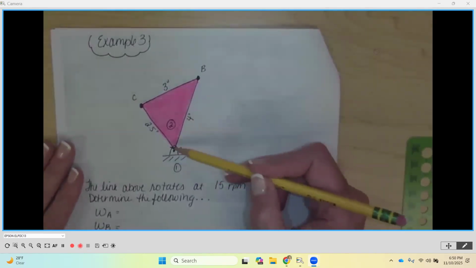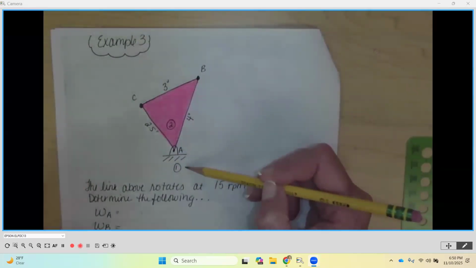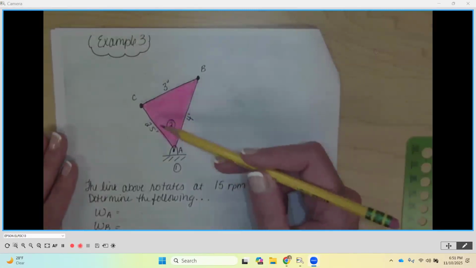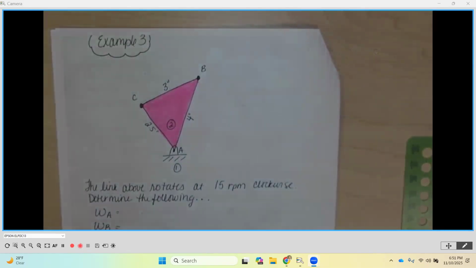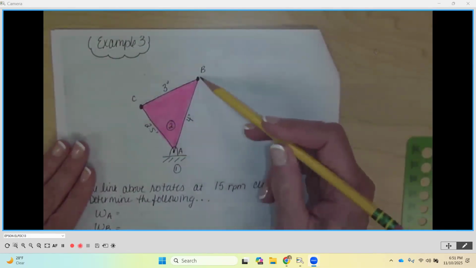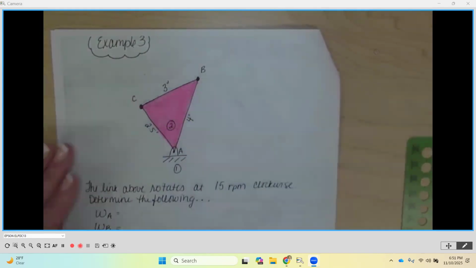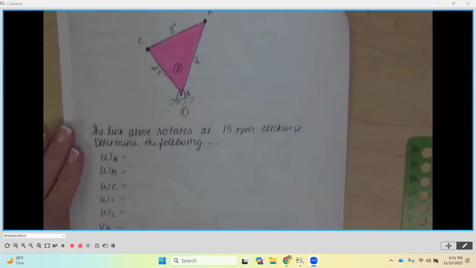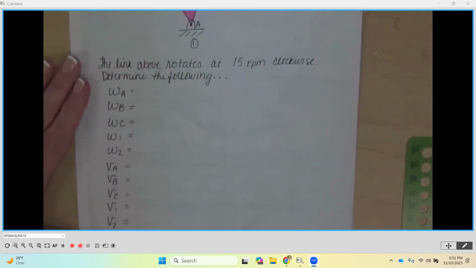Okay, so you'll notice here that we've got our frame symbol. This is link number one, and then we've got our link number two, which is going to be this triangle ABC. Additionally, we have some lengths from the center of rotation out to each one of the points, and then the distance between points C and B. Now, it's telling us in the problem, the link above rotates at 15 RPMs clockwise, and they want us to determine the items that are here.